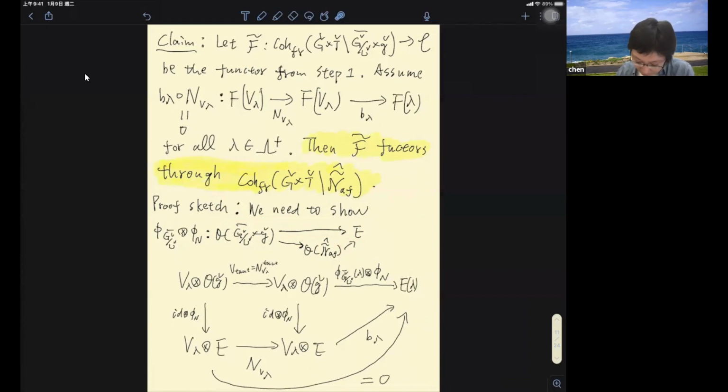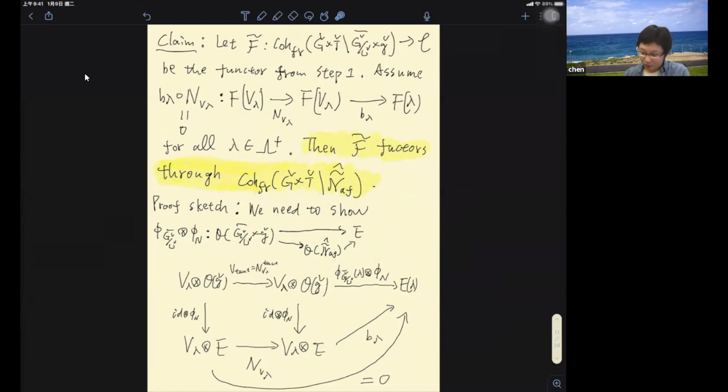And this basically follows from this diagram. This map is the image of the derivations under this map, and it turns out this map is the same as the composition of N_lambda and B_lambda. It's a straightforward check. Therefore, since we assume this is zero, this map will factor through the quotient, which is the ring of functions on the affine closed subscheme. And then you're done. So our functor actually factors through the free coherent sheaves on this quotient stack.